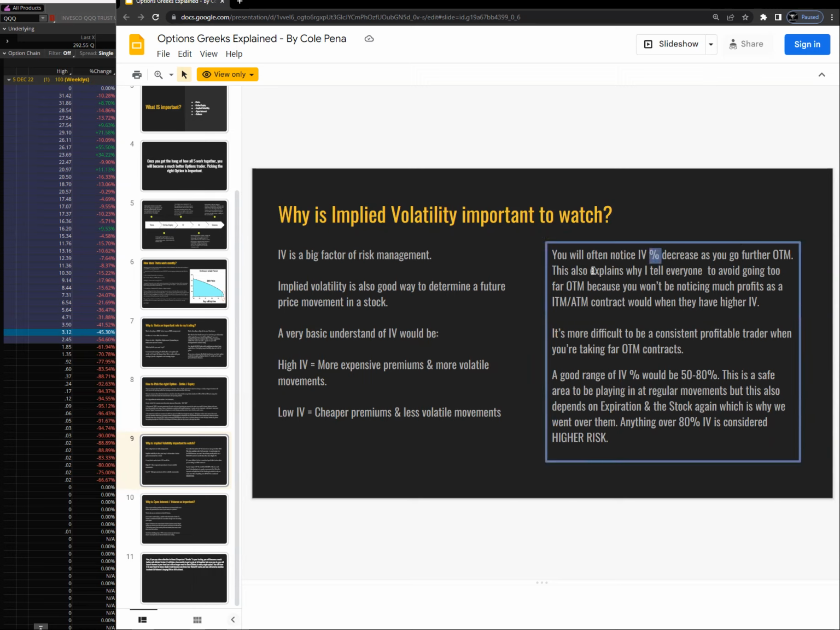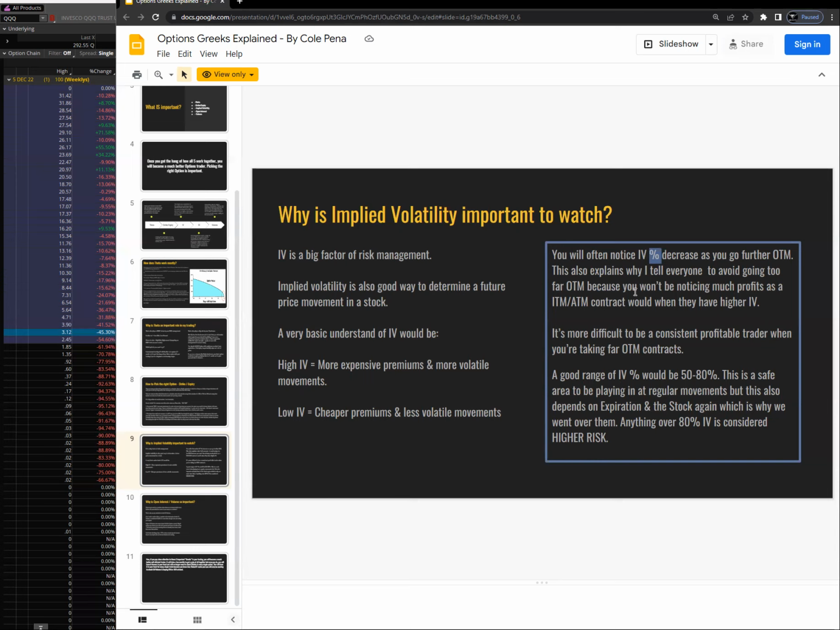This also explains why I tell everyone to avoid going too far out of the money, because you won't be noticing as much profit as an in the money and at the money contract would when they have higher IV. It's more difficult to be a consistent profitable trader when you are trading too far out of the money contracts. A good range of implied volatility percentage will be 50 to 80%.